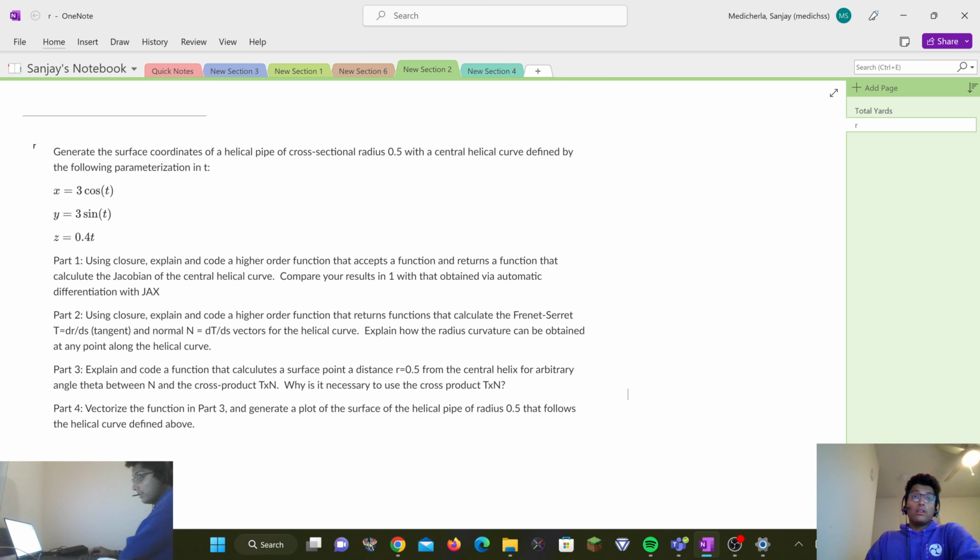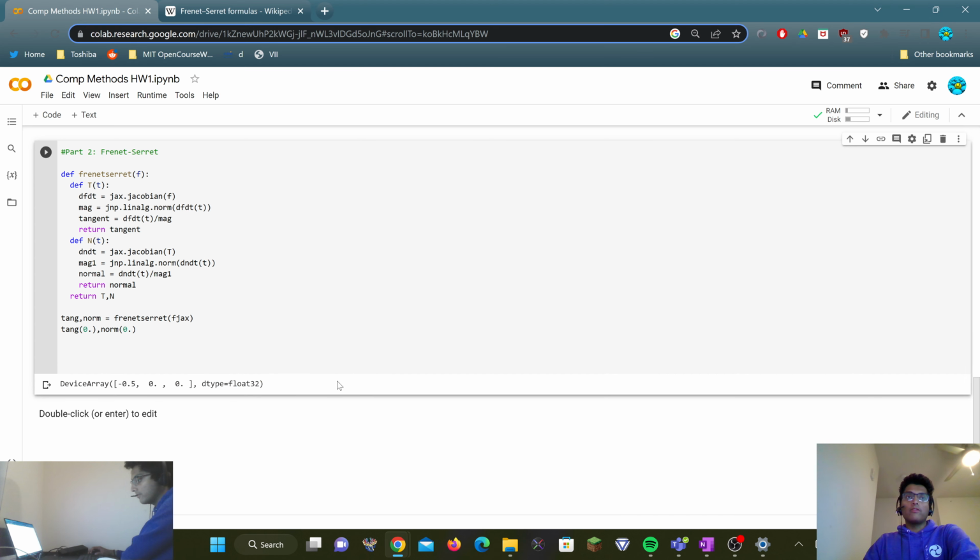Here we're going to explain and code a function that calculates a surface point a distance r equals 0.5 away from the central helix for an arbitrary angle theta between n and the cross product t cross n. Why is it necessary to use the cross product t cross n? Let me actually answer the second question first.